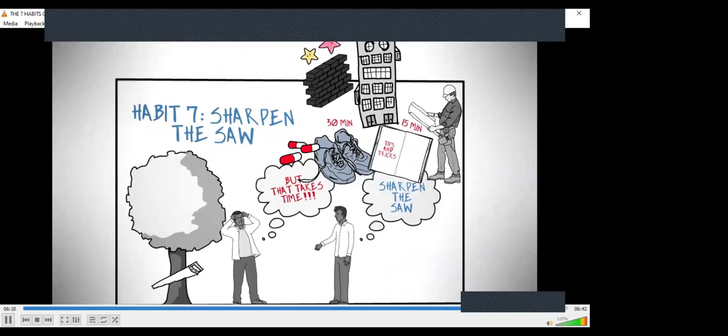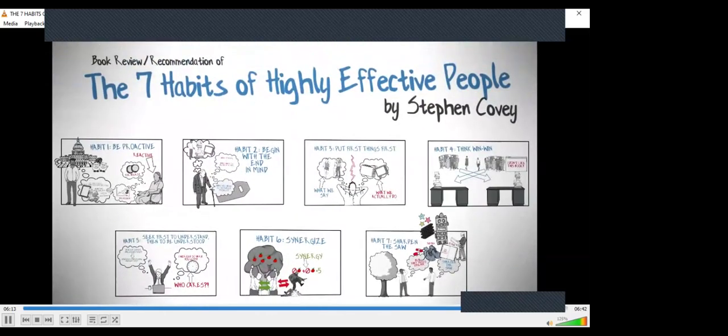And these are the 7 habits of highly effective people by Stephen Covey.